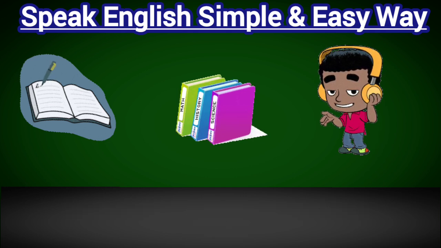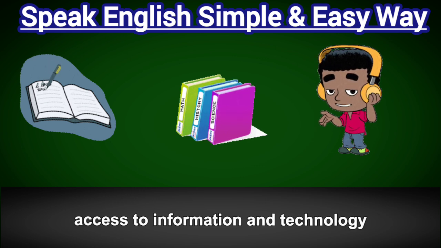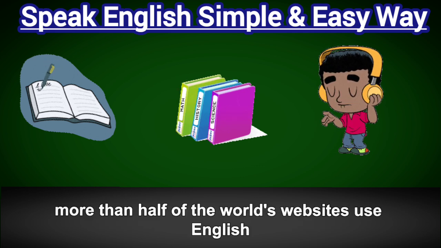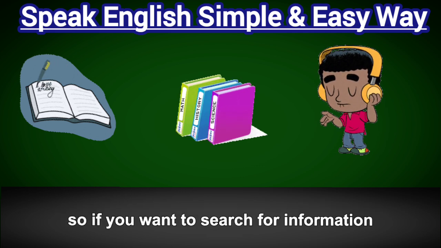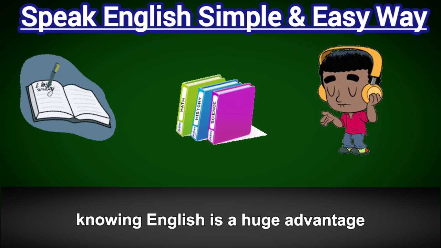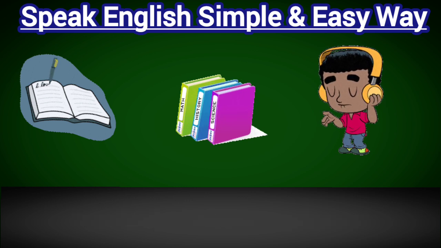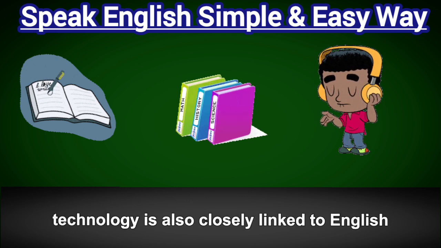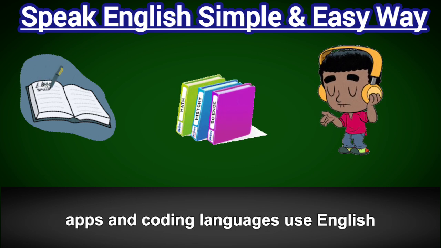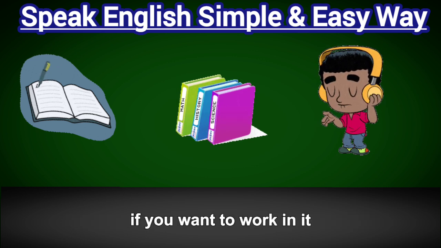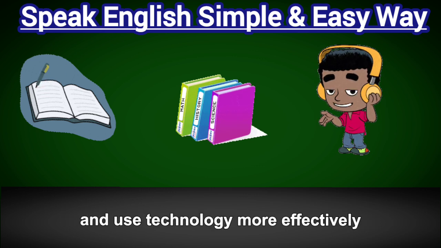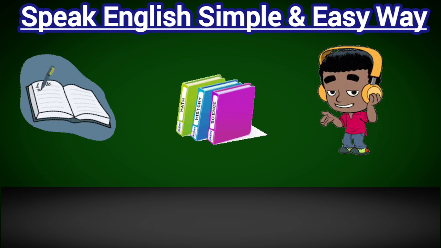5. Access to information and technology. The internet is mostly in English. More than half of the world's websites use English. So if you want to search for information, study online, or learn new skills, knowing English is a huge advantage. Technology is also closely linked to English. Many software programs, apps, and coding languages use English. If you want to work in IT, learn programming, or use the latest apps, English will help you understand and use technology more effectively.